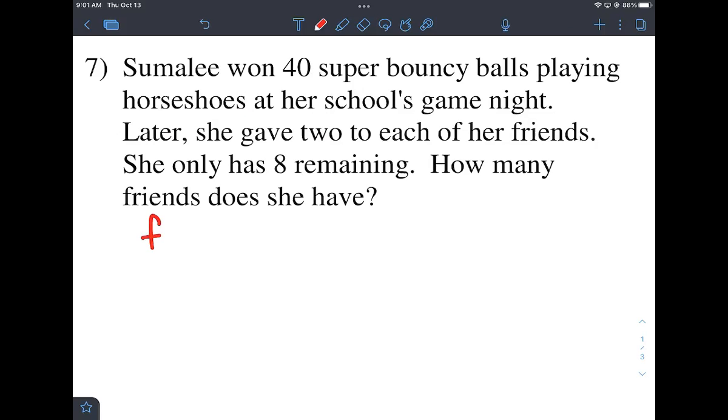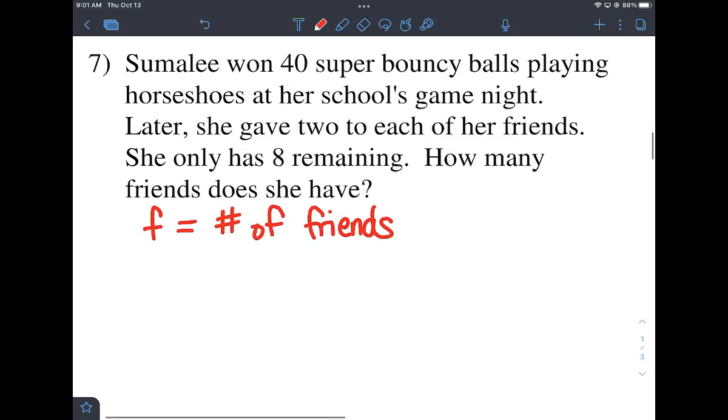Read the last sentence again. F is the number of friends. Okay, sit up in your desk. F is the number of friends. So let's build this equation chronologically. She starts with 40 super bounce balls. She won them at a school carnival. Sounds fun. Okay, it says she gave two to each of her friends, so she starts giving them away.